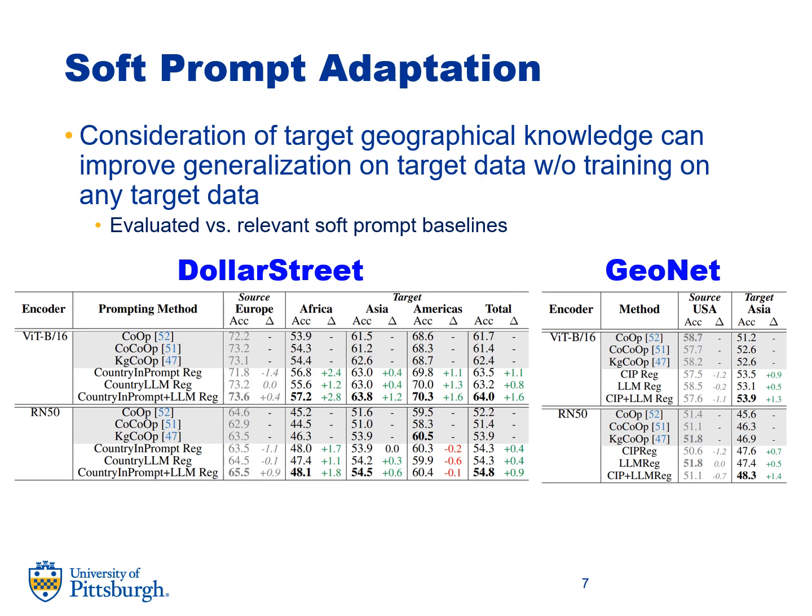In evaluating this method, we find that we can improve balanced accuracy across target geographical regions versus recent soft prompt baselines on two different data sets. This is without using any target image data in training. The top improvements come with the country in prompt plus LLM combined setting.